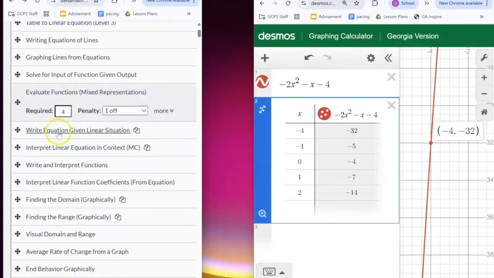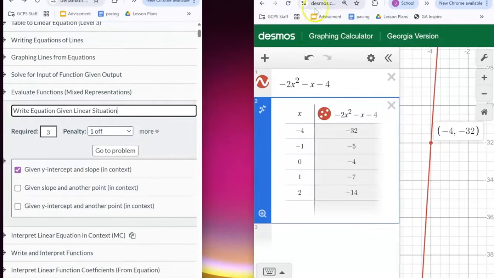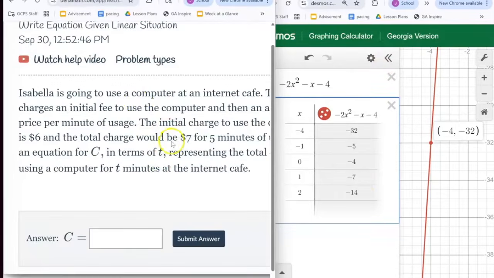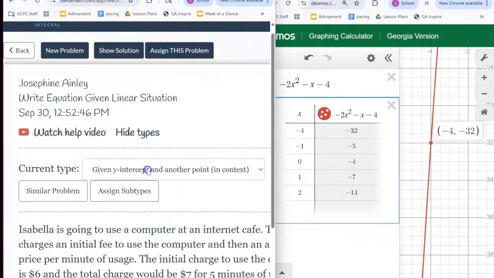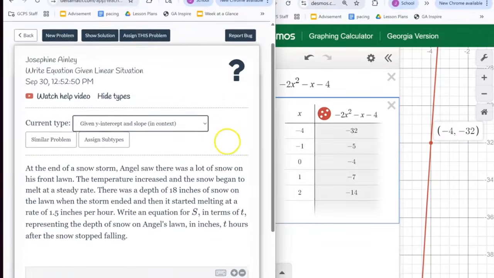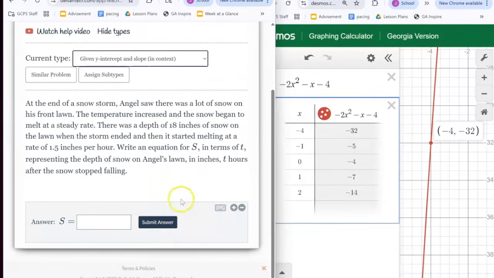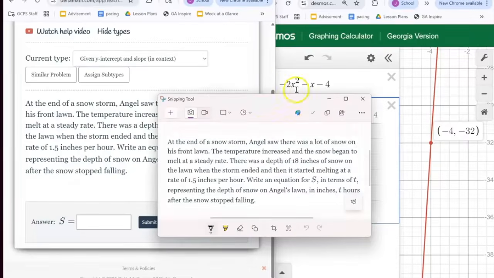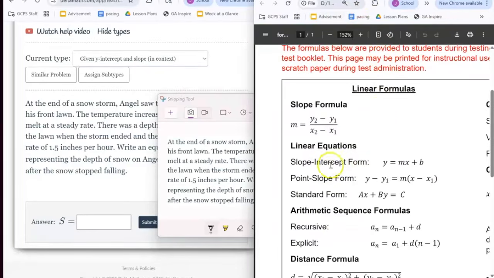All right, we'll take a look at write an equation given a linear situation. With this one, you just need to really find two things. You know that you have a number that happens one time, and I'm going to show you from the formula sheet. All right, so we've been talking about this for a really long time.